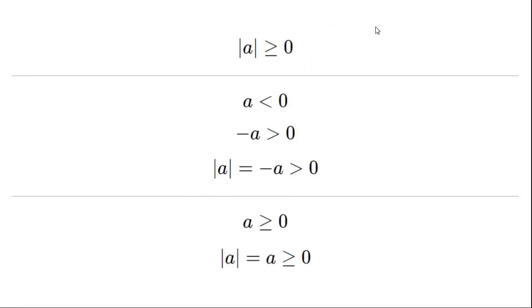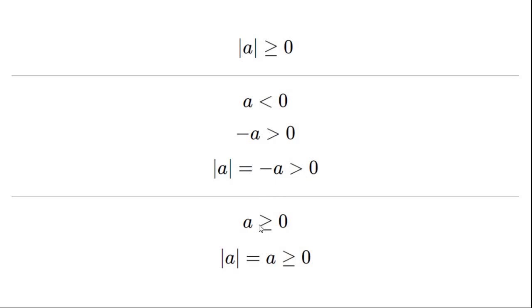So the first property we're going to prove is that the absolute value of a is always greater than or equal to 0. So we have to look at the two cases, when a is less than 0 and when a is greater than or equal to 0. When a is less than 0, then negative a must be greater than 0. And so the absolute value of a, which is equal to negative a in the case where a is less than 0, must be greater than 0.